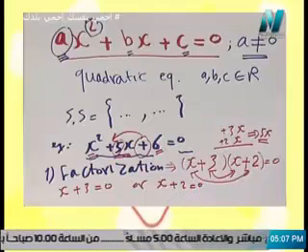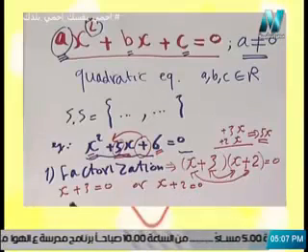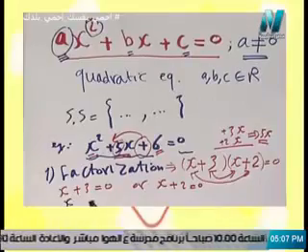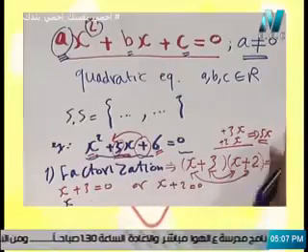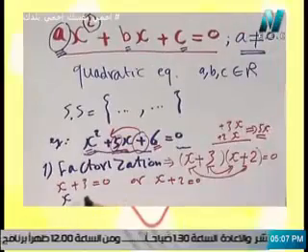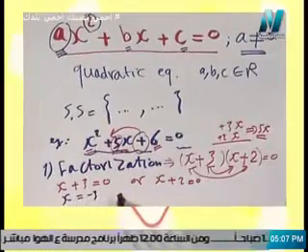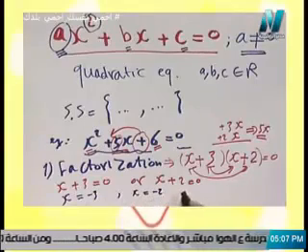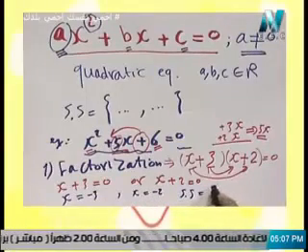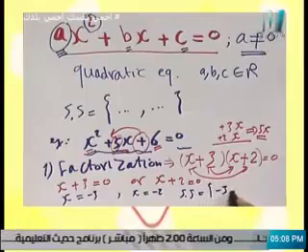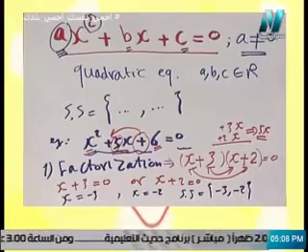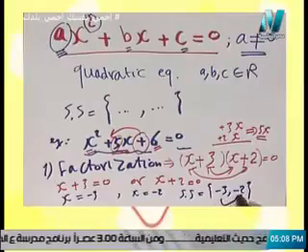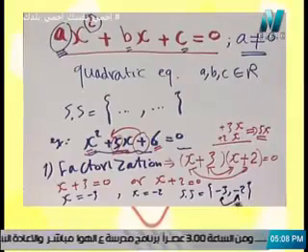So here x will be negative 3 and x will be negative 2. So the solution set equals negative 3 and negative 2. So we have two solutions here, negative 3 and negative 2.